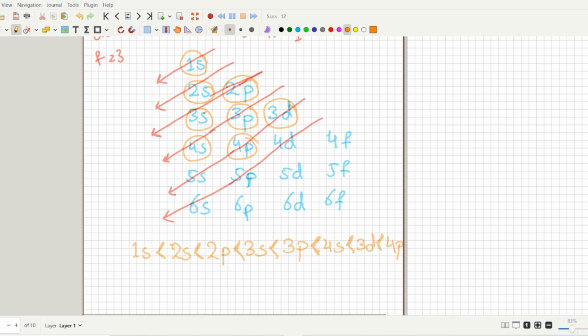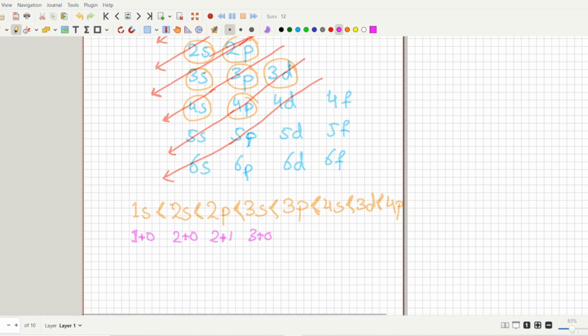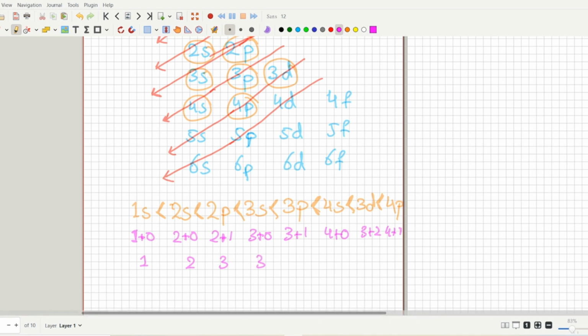I think you got the point, but I will still explain it in more detail because I know so many students are going to get these MCQs wrong. So 1 plus 0, 2 plus 0, 2 plus 1 since the value of l for p is 1, 3 plus 0, and then 3 plus 1, 4 plus 0, and 3 plus 2, and 4 plus 1. So these are all the values. You will get 1, 2, 3, 3, 4, 4, 5, and 5. So these are all the values that you need to know.